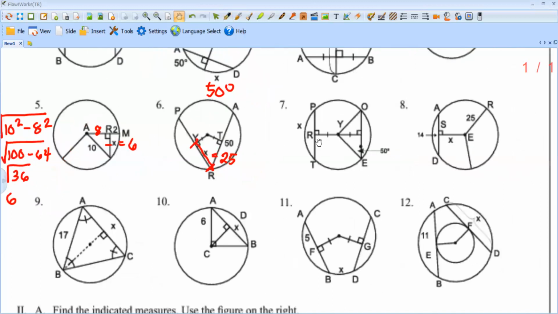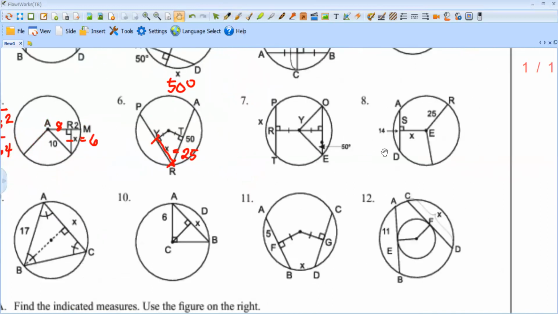Number 7. Number 7, we go to Jonathan. Number 7, what is the value of X? We're looking for arc X. This is the arc X. Jonathan, where are you? What is the value of the arc X?